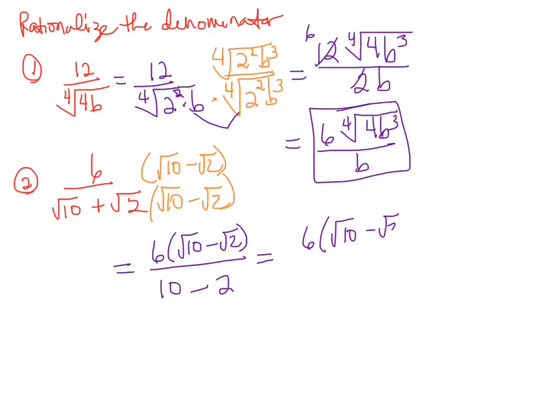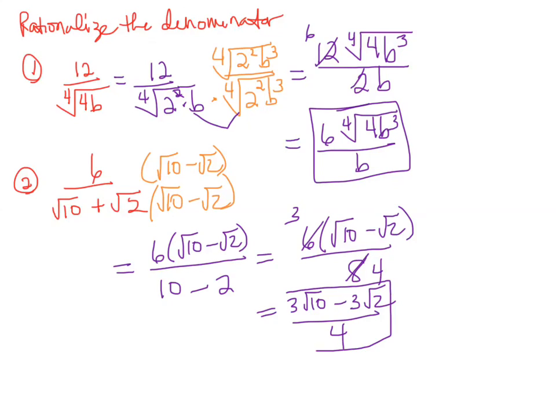So once again, leaving the 6 on the outside, I'll have radical 10 minus radical 2, and then the denominator is just 8. So we can see that 6 and 8 have a 2 in common. So I need to simplify those out. Now I'll go ahead and distribute the 3 in the numerator, giving me 3 radical 10 minus 3 radical 2 all over 4.